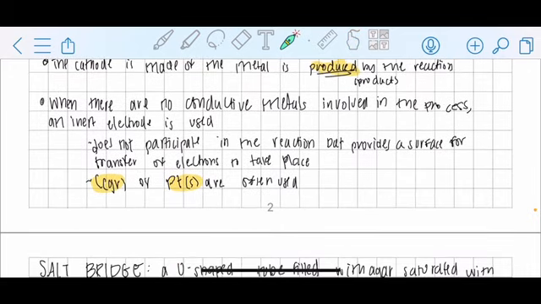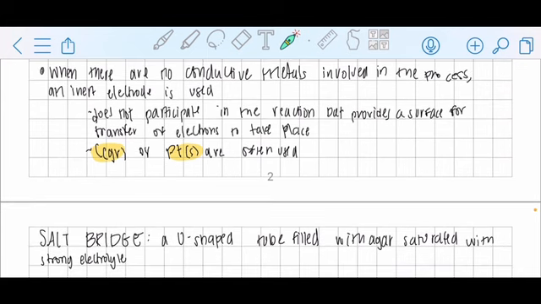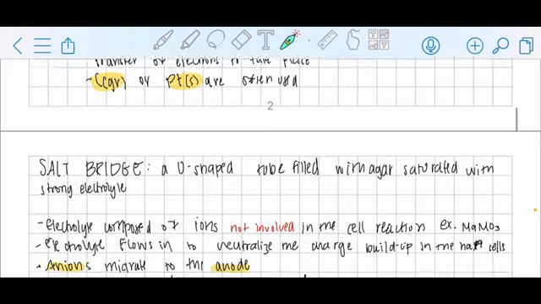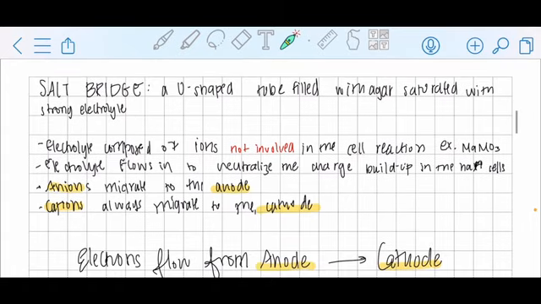When there are no conductive metals involved in the process, an inert electrode is used. That means it does not participate in the reaction but provides a surface for transfer of electrons to take place. Some examples include carbon graphite or platinum solid that are often used. A salt bridge is a U-shaped tube with agar saturated with strong electrolytes.